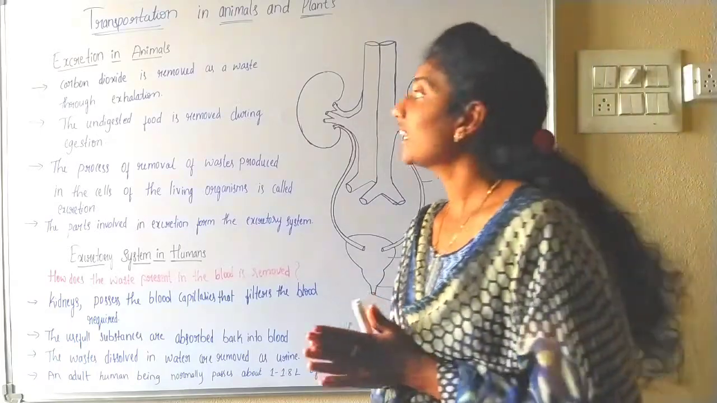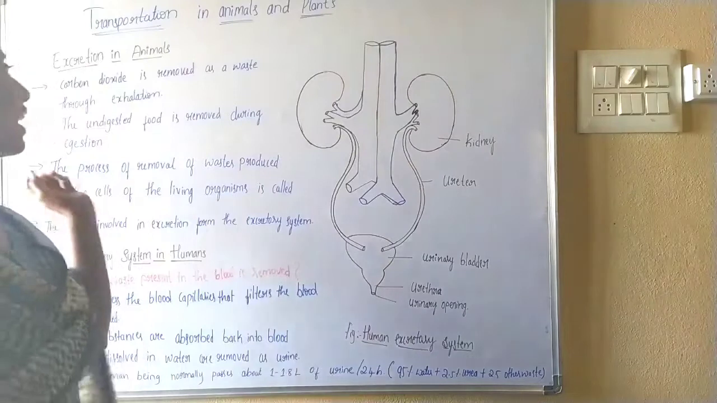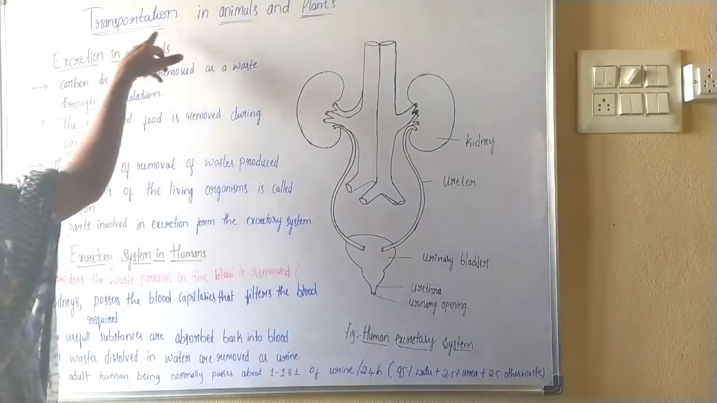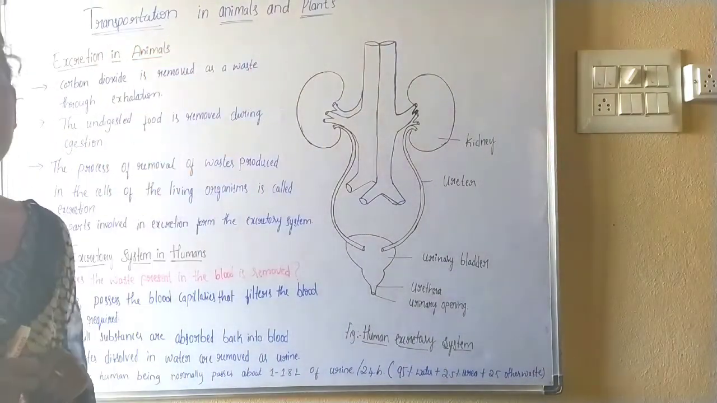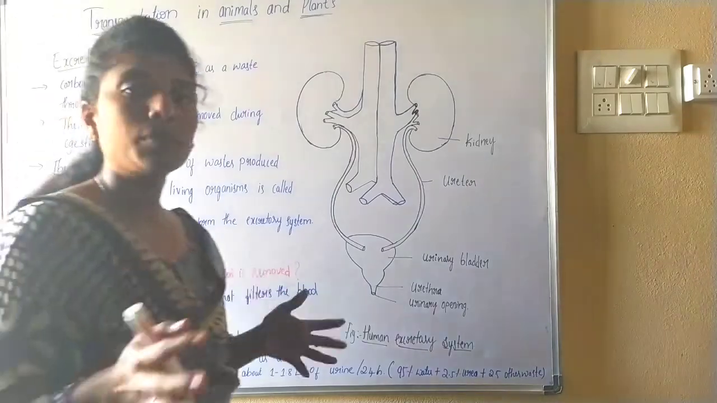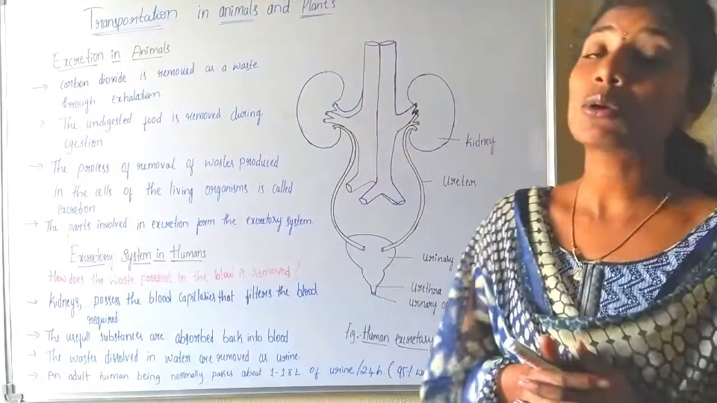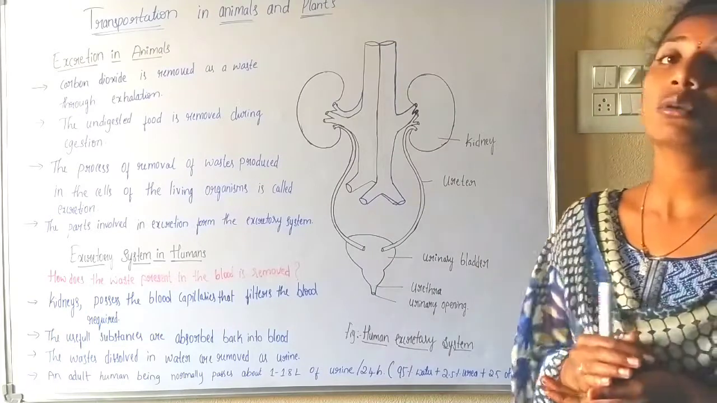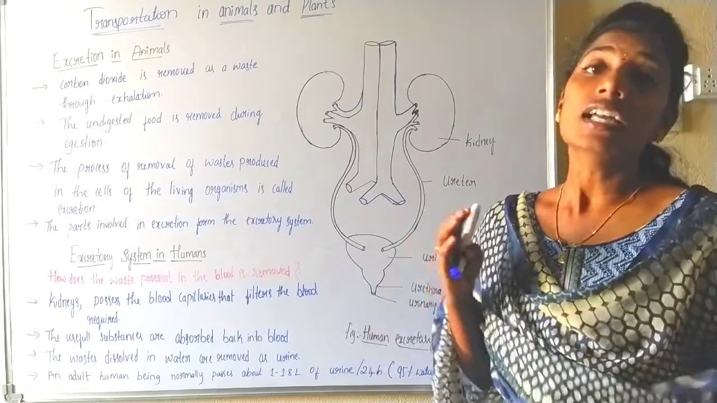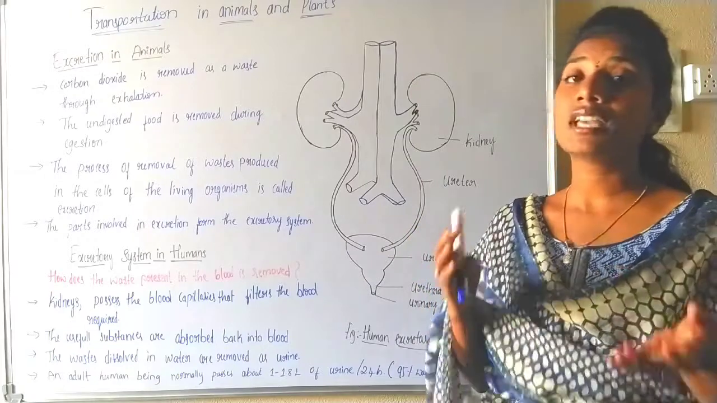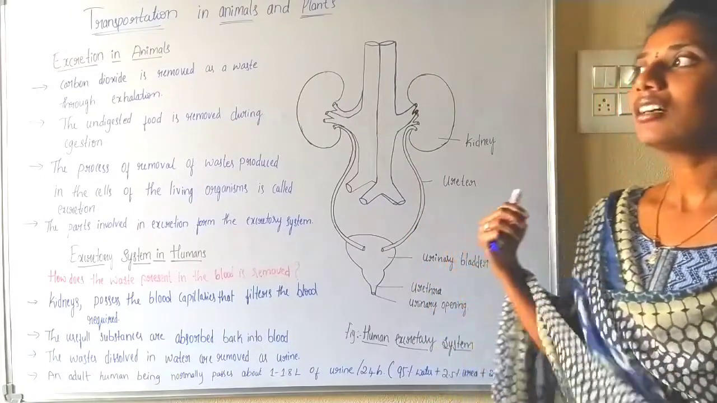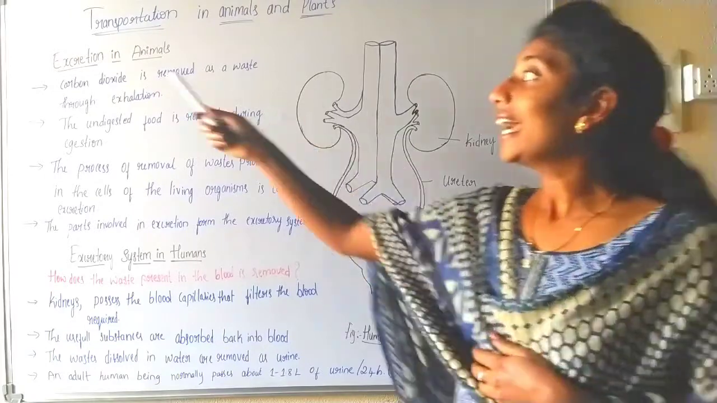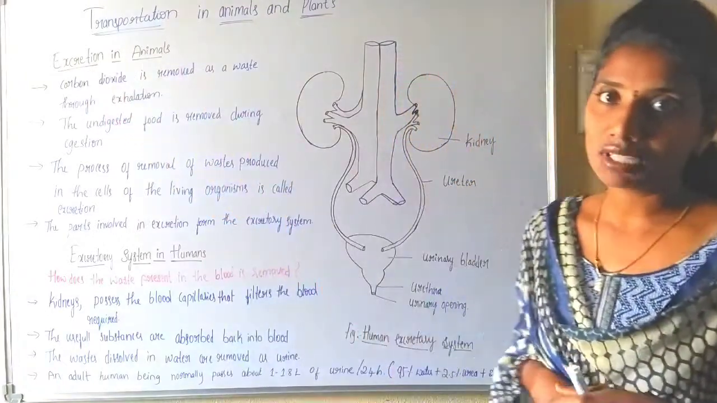Right students, today again we are here to understand some more topics under the chapter transportation in animals and plants. In the previous class we learned about the human circulatory system. We understood how the blood is transported to each and every part of the body with the help of the heart. Now let us learn about excretion in animals.